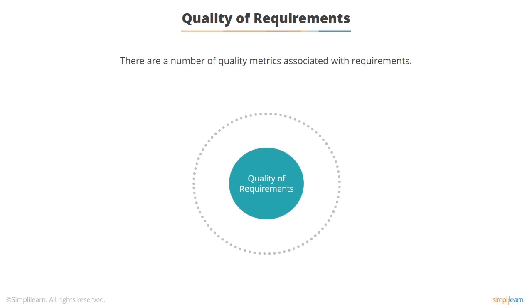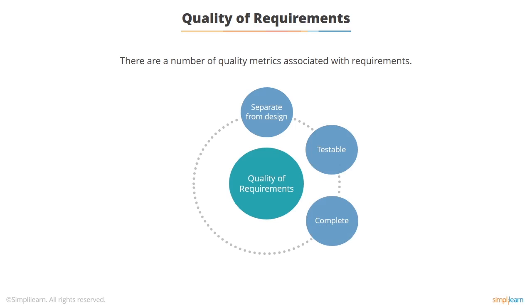How do you measure the quality of requirements? Well, there's a number of metrics, and it's getting the balance right. So importantly, requirements are completely separate from design. Design is a separate phase. Requirements need to be testable. That's very important. Requirements need to be complete with no omissions. Requirements need to be clear, explicitly stating exactly what is required for this system.